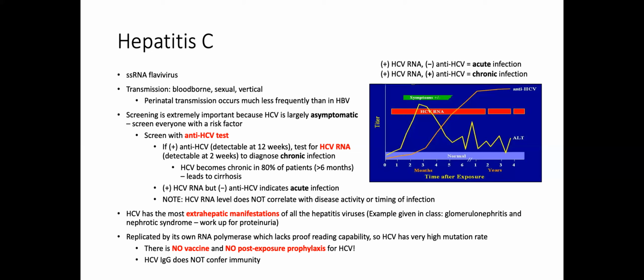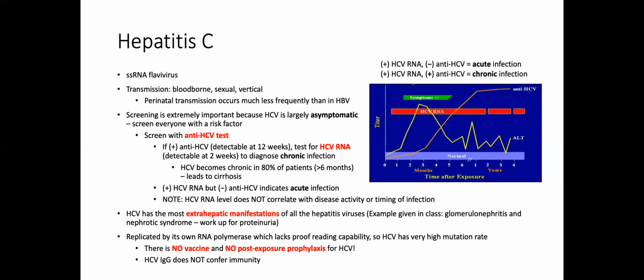And it's going to lead to cirrhosis. Note that Hep C RNA can be positive, but if you get a negative HCV antibody, it's going to indicate acute infection, because remember, it takes 2 weeks for the RNA to pop positive, but it takes 12 weeks for the antibodies to be positive. And RNA levels don't correlate with disease activity or the timing of infection. So if it's really high, that doesn't necessarily mean that you have more infection or that you just got it, basically.